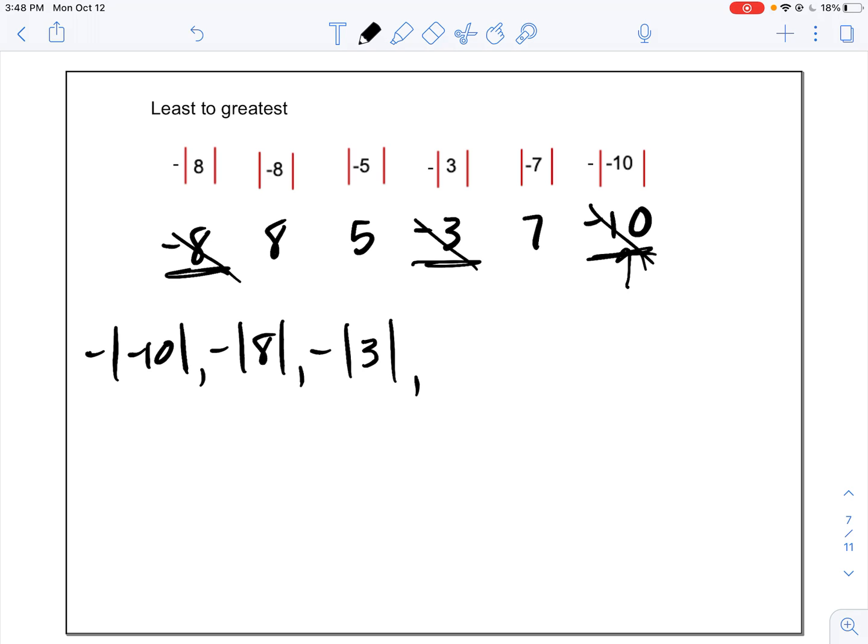So I have 5, 7, and 8. Well, 5 is the smallest. So the absolute value of negative 5. The absolute value of negative 7. And then the absolute value of negative 8.